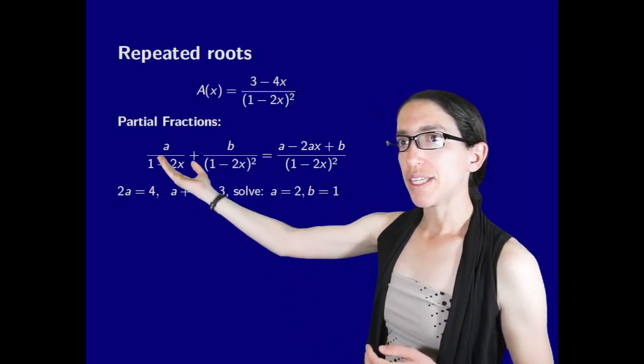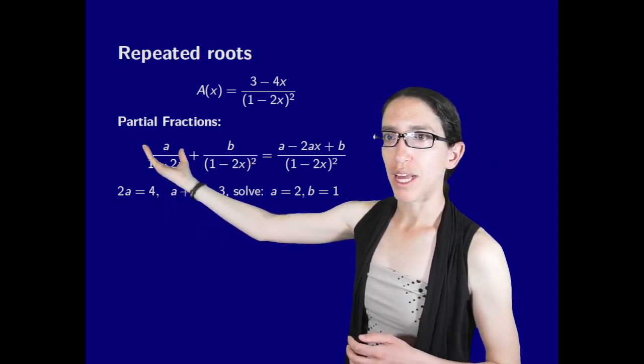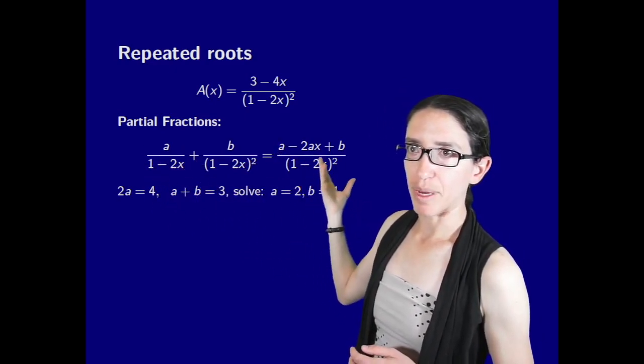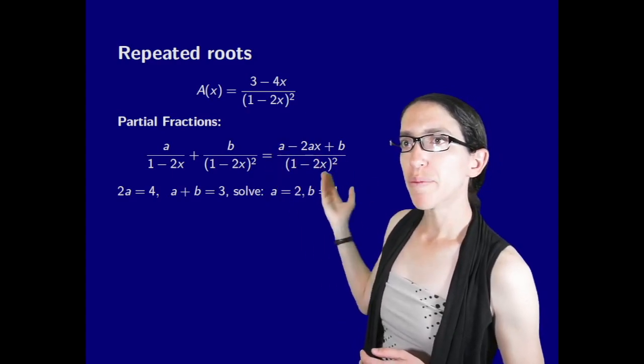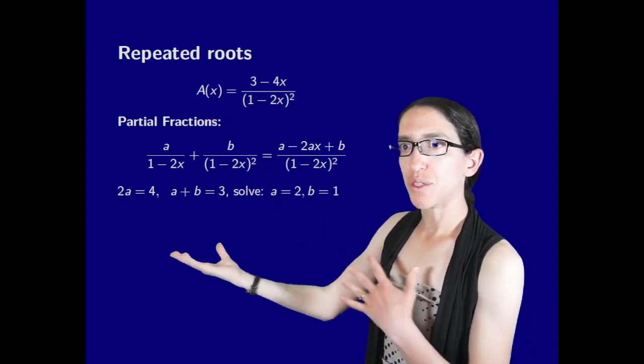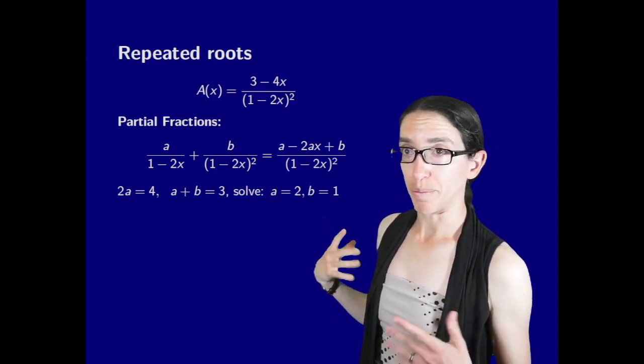So let's see what these numbers have to be. If we multiply the top and bottom of this one by 1 minus 2x and add the fractions together, we get a minus 2ax plus b. So a plus b has to match the 3, and minus 2a has to match the 4. And when you solve, that means that a equals 2 and b equals 1.